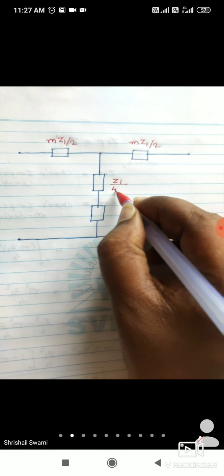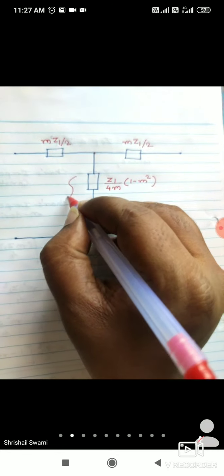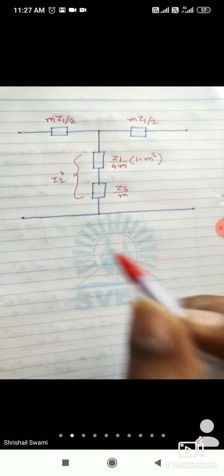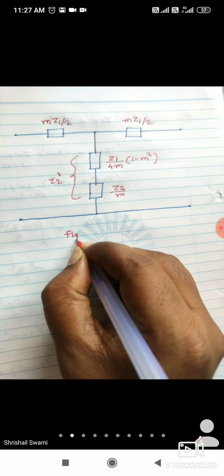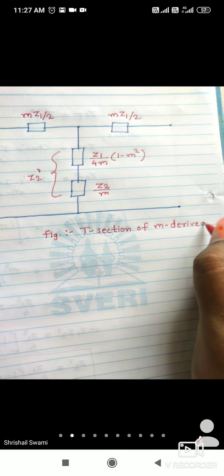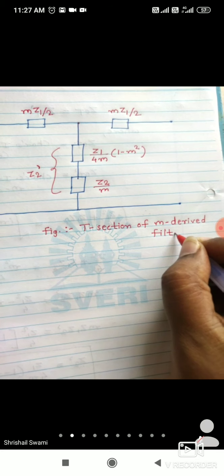So what will be the first impedance? That is Z1 by 4m into 1 minus m square, and next is Z2 by m. So these two impedances are connected in series. This overall is nothing but Z2 dash, that is the series combination of these two. So this is called as what? Figure: T section of M derived filter.